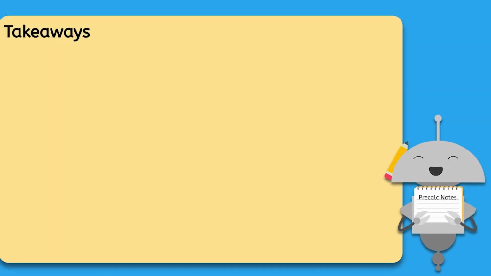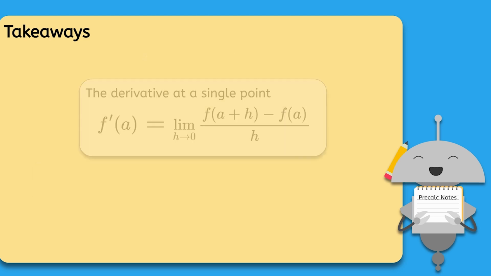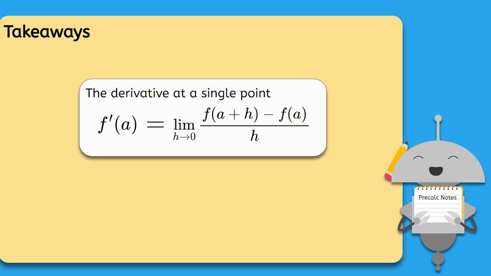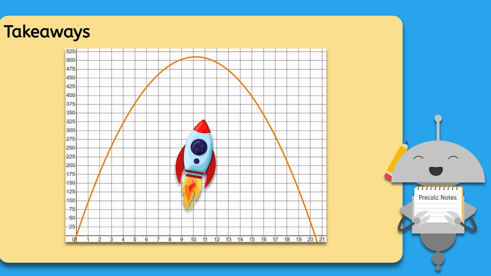Great work! Let's take a look at our key takeaways for today. Today you learned that the slope of the tangent line has a few other names, including derivative and instantaneous rate of change. We can calculate the derivative at a point on a curve by finding the limit of the slope as the difference between two x values shrinks to 0. Finally, we learned how derivatives can be used in a huge variety of real-world scenarios.